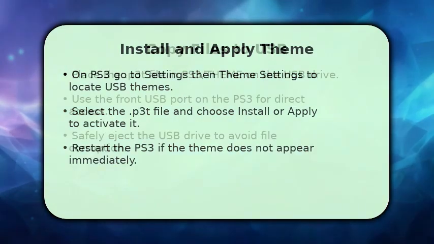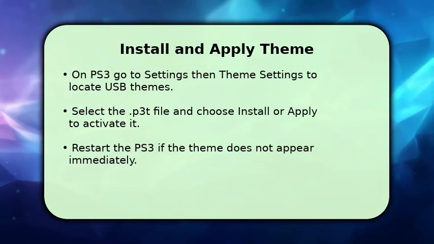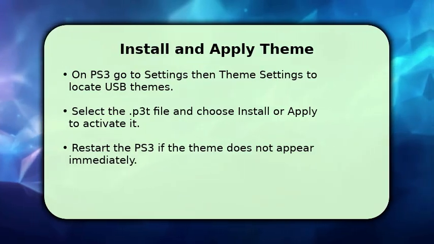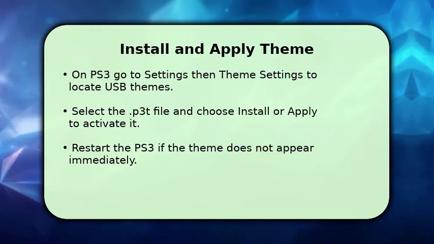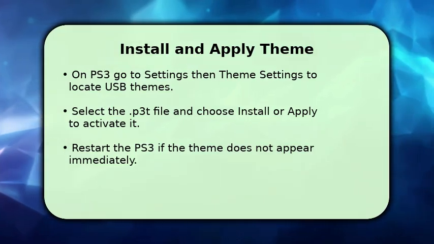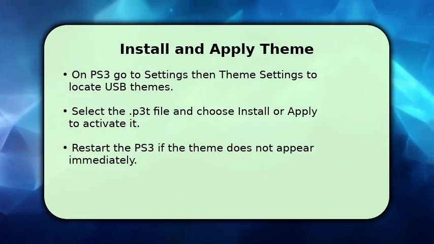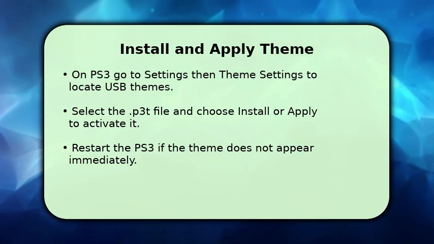Navigate to Settings, then to Theme Settings to view available themes. Choose Theme, then select Theme again to browse installed and USB themes. Your USB drive should appear with the P3T file listed under USB. Highlight the theme file and press X, then choose Install or Apply to enable it.